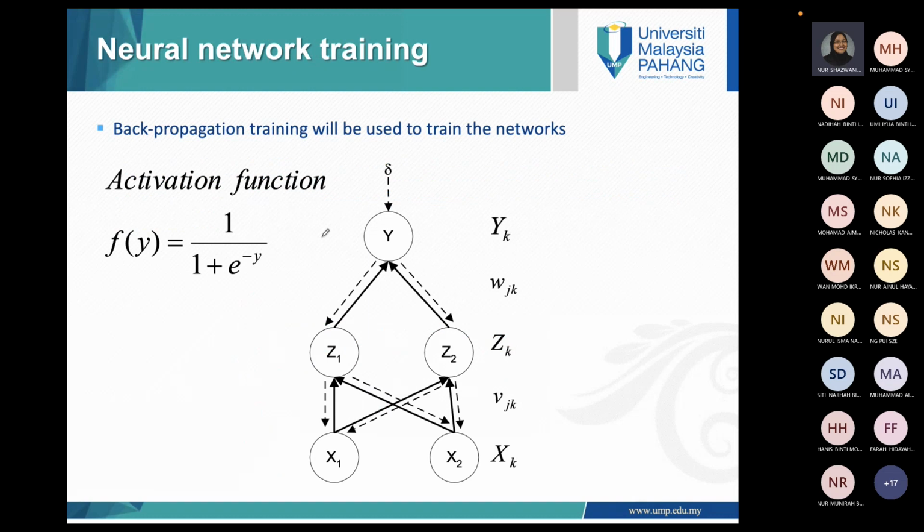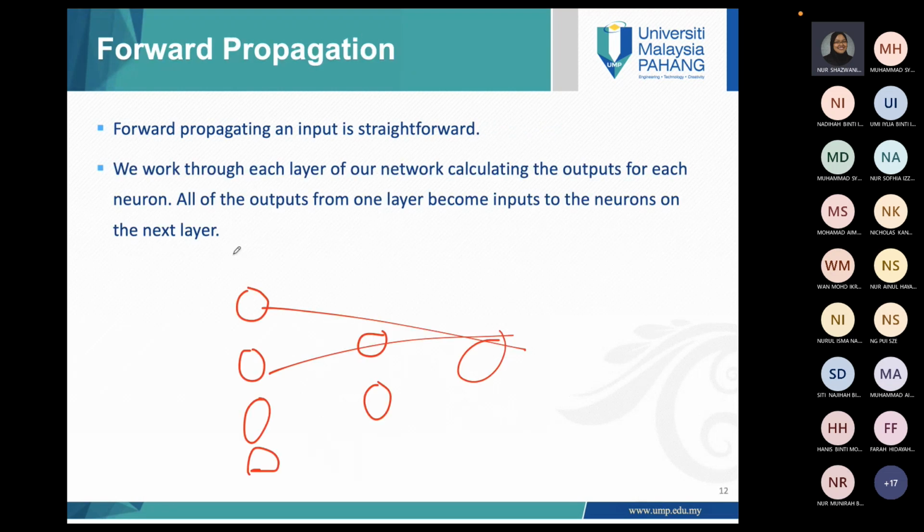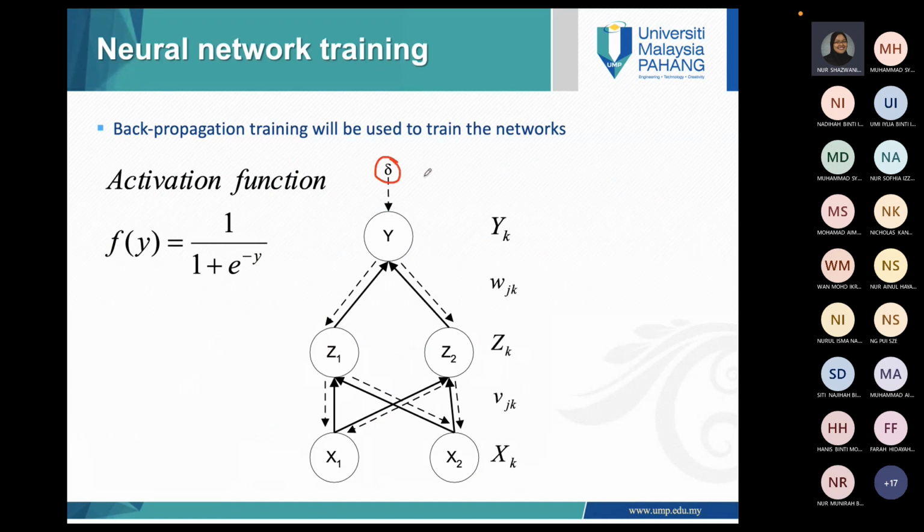Back propagation training is used to train the networks. For normal forward propagation, we move forward from input to the output. Back propagation goes backward, from the output to the inputs, to verify the answer that you got. The delta here is the error.